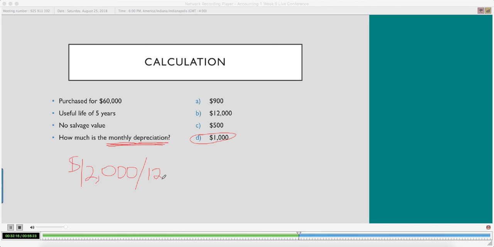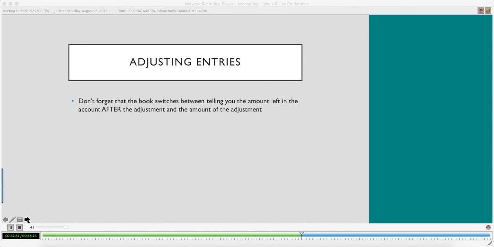So we're going to take our 12,000 divided by 12. Comes up with our $1,000. So technically, the textbook does give you this amount for April. But I like to start depreciation early. Yeah, the textbook is tricky.